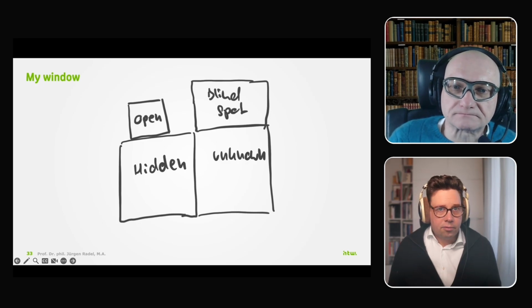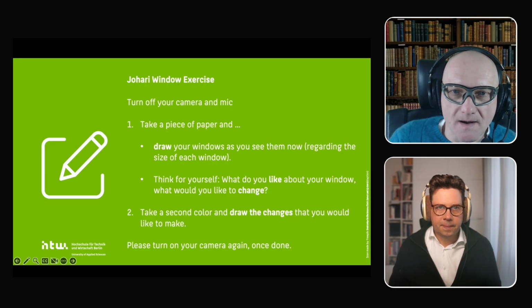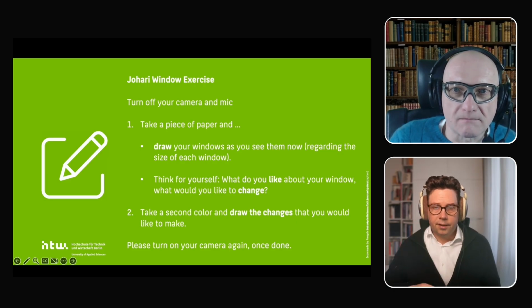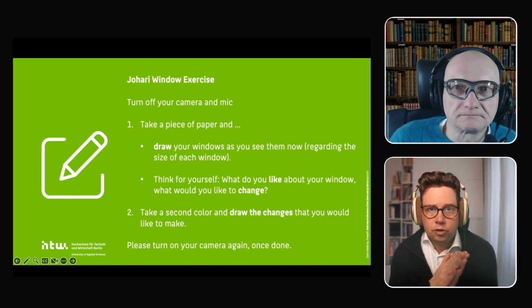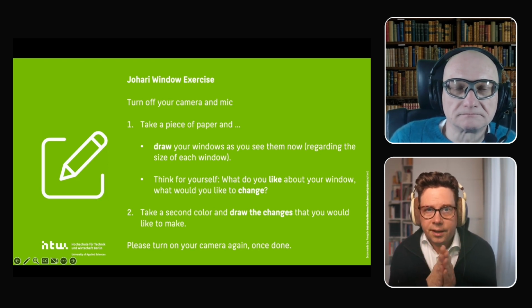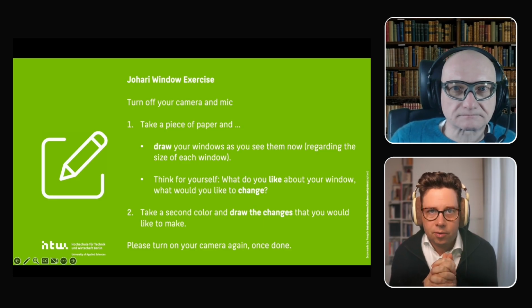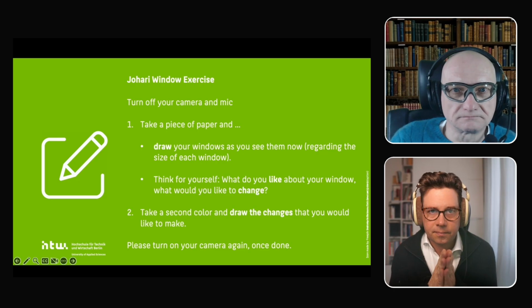So now we are telling the students, and we're showing them this slide. Now turn off your camera and microphone. Then take a piece of paper and draw your window or your windows as you see them now, regarding the size of each window in this group.